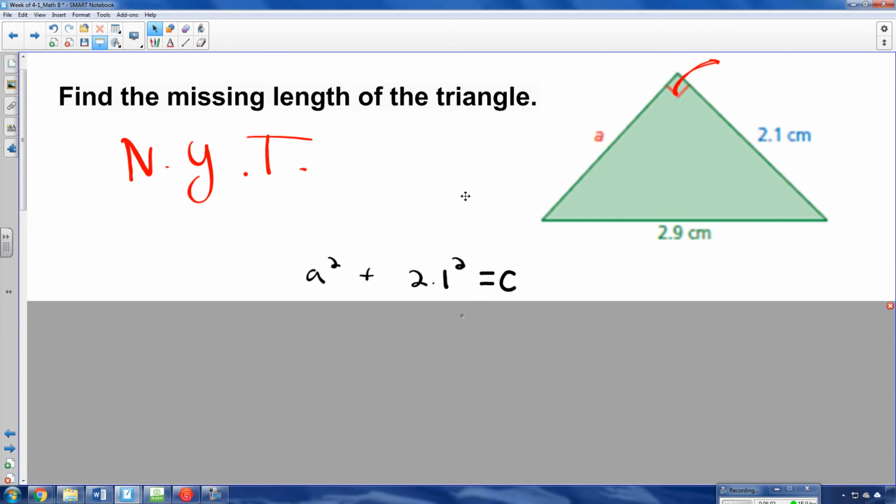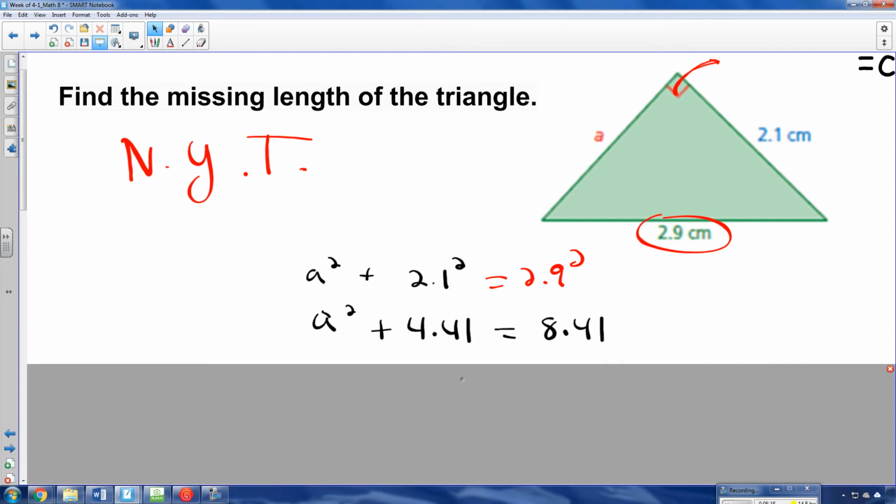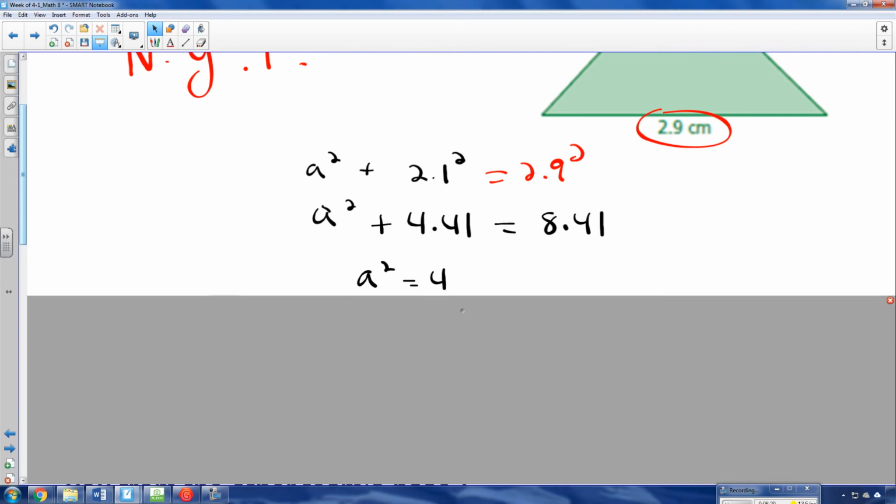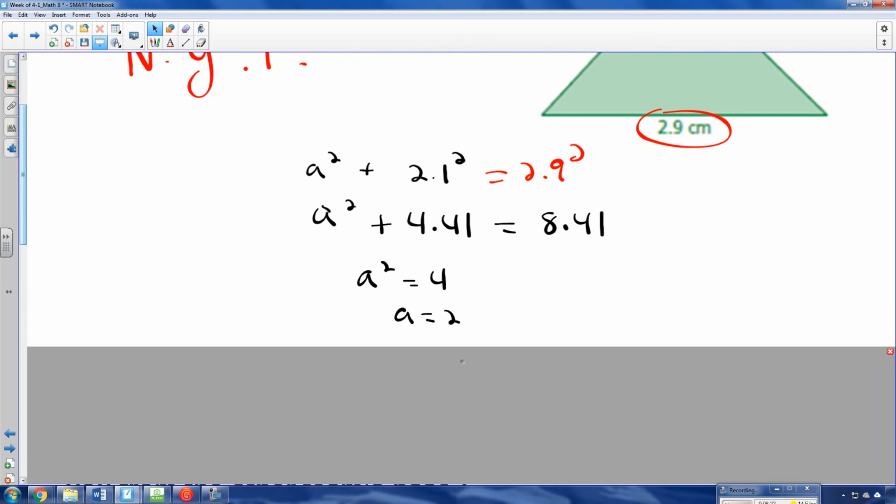Oops, sorry. We know what c is, don't we? So I'm going to get rid of this over here and put that up there. It's actually 2.9 squared. So now when you do out the math, you get these decimals right here. And once you solve this out, you get a squared equals 4. So that means that a is 2. And how do we get rid of a squared? We square root both sides. So a is equal to 2 is our answer.